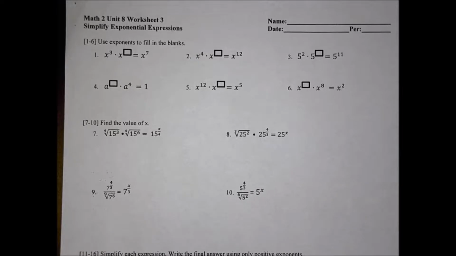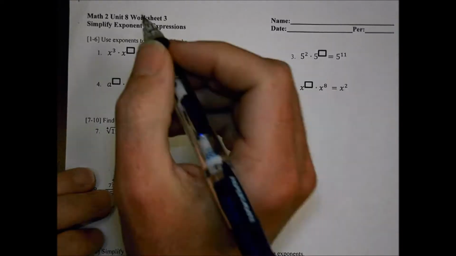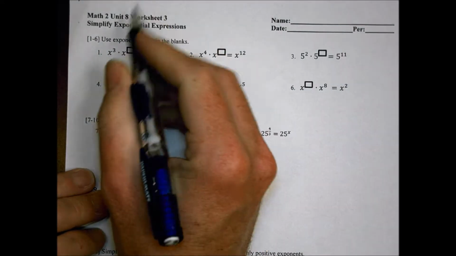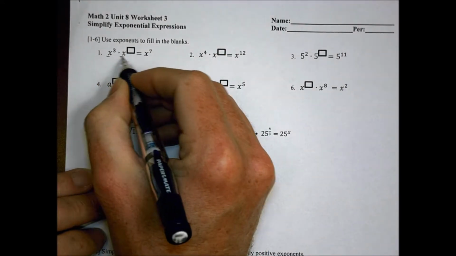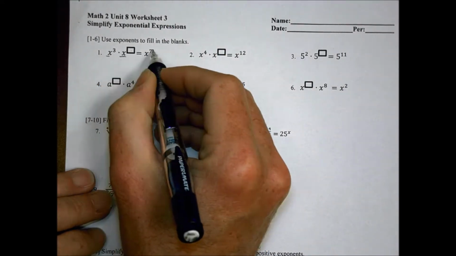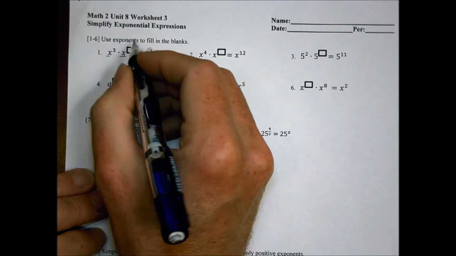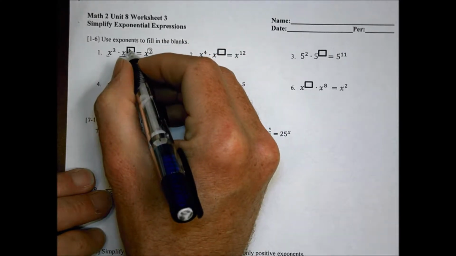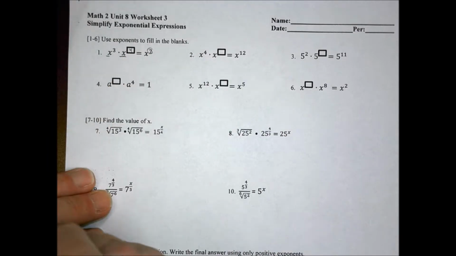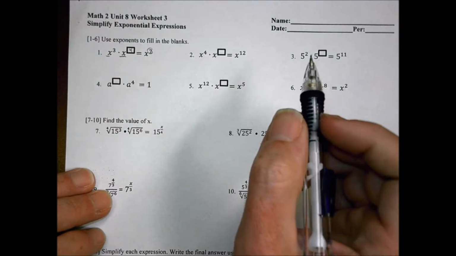Hey there, this is Math 2, Unit 8, Worksheet number 3, Simplify Exponential Expressions. So we're going to use exponents to fill in the blanks here. Because they have the same base, 3 plus something has to get me to 7. In this case, 3 plus 4 gets you there, right? So 3 plus 4 gets you to 7 over there.